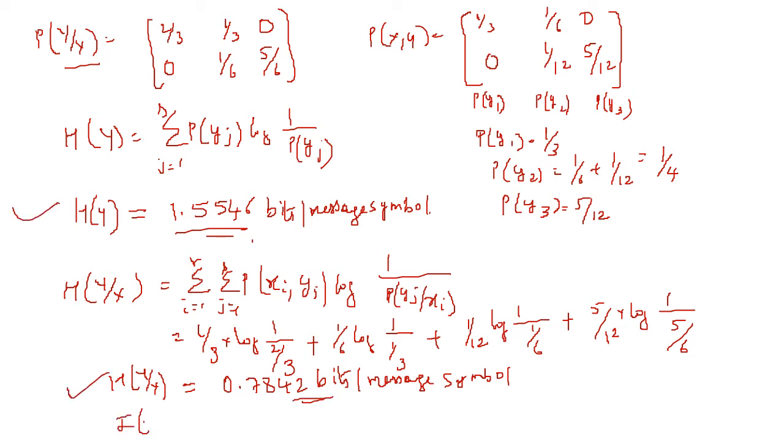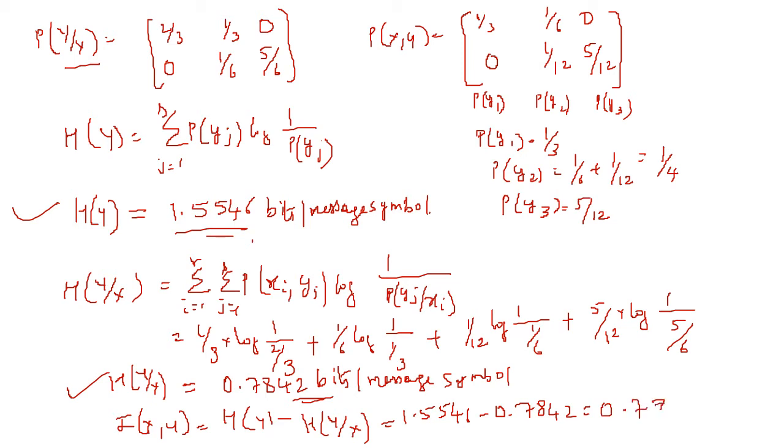So now you have got H of y and H of y by x. I of x comma y is nothing but H of y minus H of y by x. Substitute these values, that is 1.5546 minus 0.7842, and you get the answer as 0.7704 bits per symbol. So this is your mutual information for the given problem.